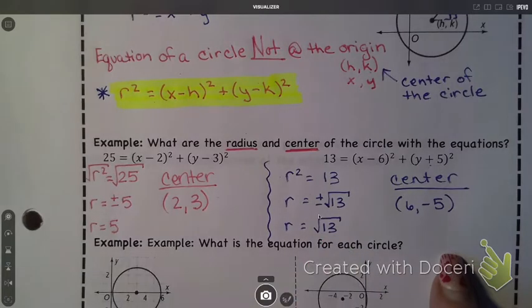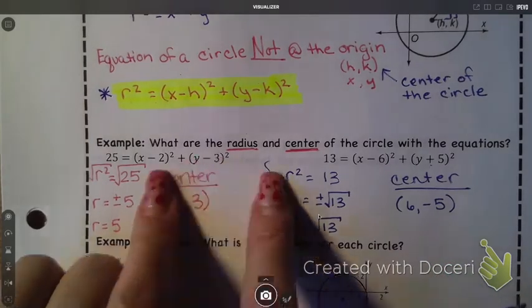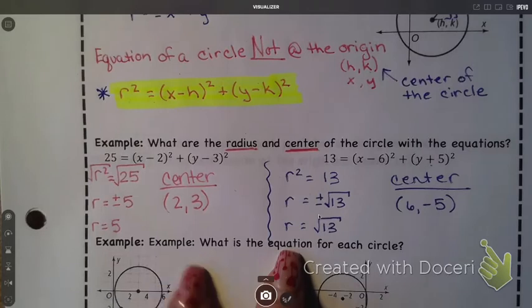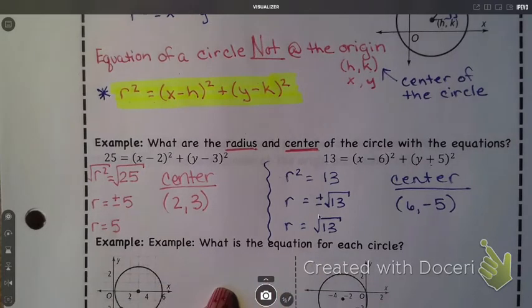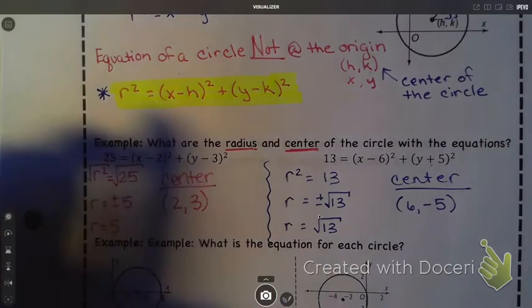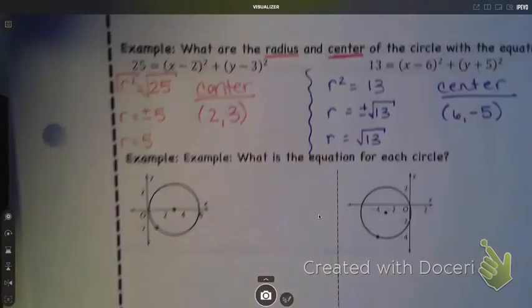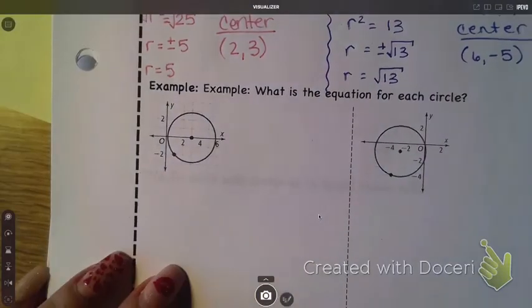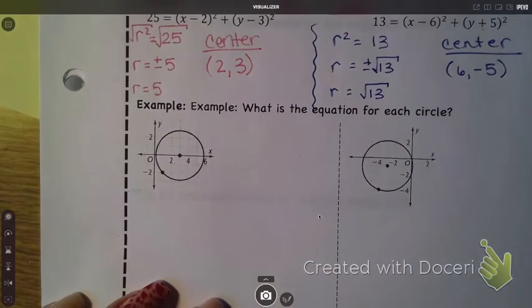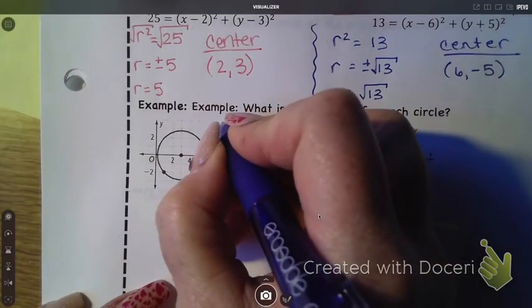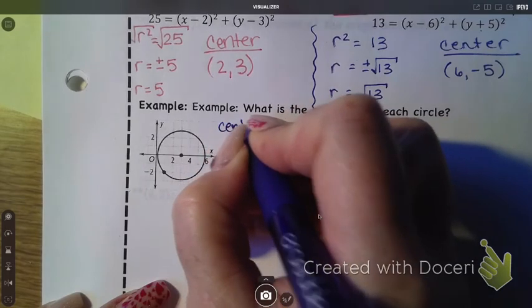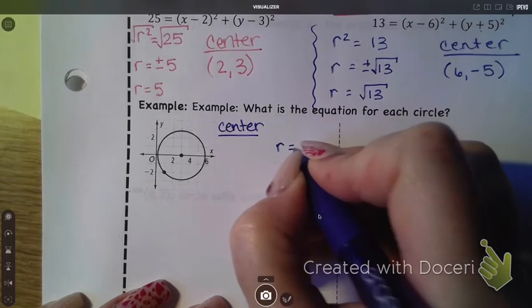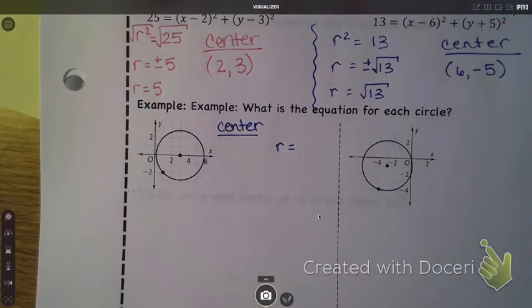Okay. So now we tore apart an equation. Guess what we get to do now? We get to write the equation. You ready to write the equation? Yes. So the things we need to write the equation are r and what? We need the center, correct? And r.